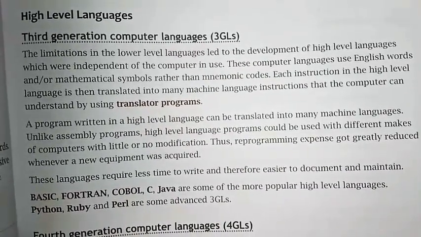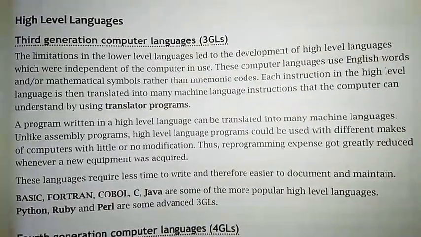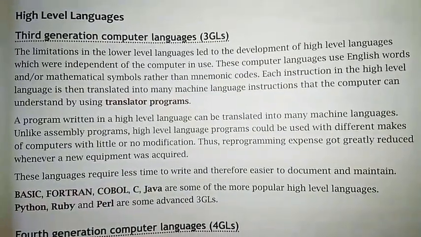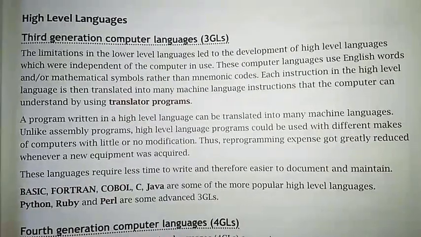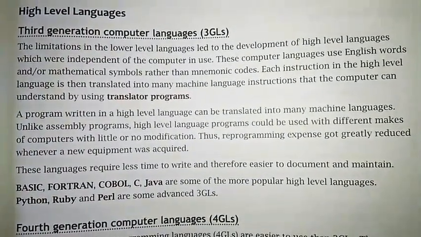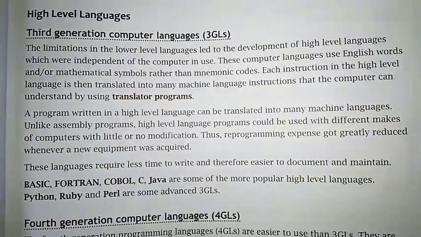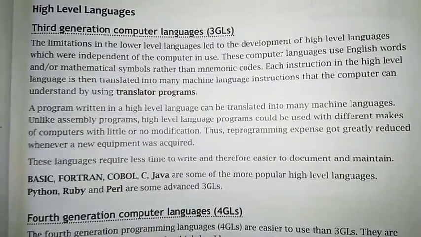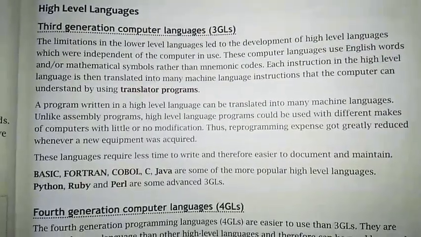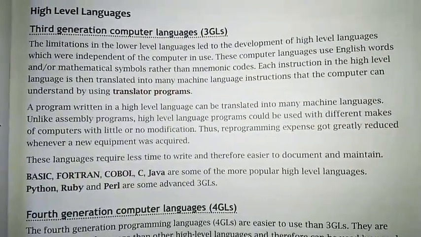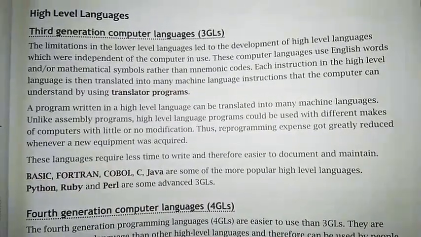In this video, we will discuss about high level languages. Okay, so let's start. High level languages. Third generation computer languages, 3GLs. Before we start, I want to remind you students, I have already told you about low level languages in the previous video. You should watch it clearly so you can understand the first generation computer languages and the second generation computer languages. After that you can watch it to understand third generation computer languages. It is also called 3GLs.